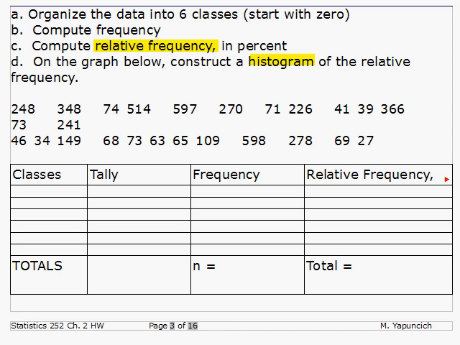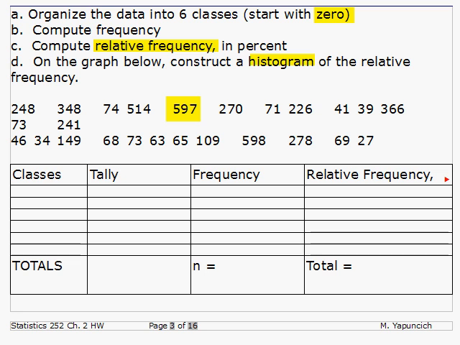Okay, it says organize the data into 6 classes starting with 0. So there's a hint there, so you don't have to spend too much time trying to figure this out. So it's going to start with 0. There's nothing less than 0, so you're fine there for data points. And the maximum value is 597. So if you set the classes up by hundreds, again, counting on your fingers if you need to, you'd start with 0, 100, 200, 300, 400, 500, and 500 would go from 500 to 599. That would work.